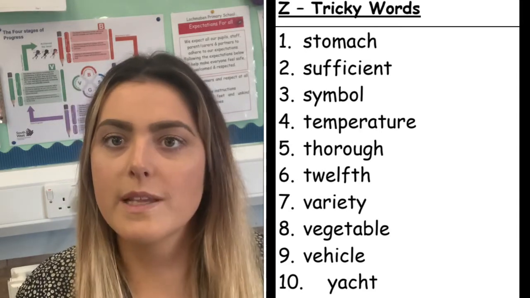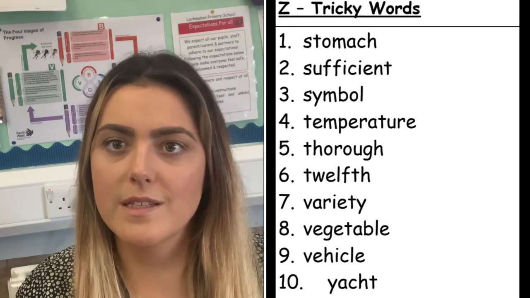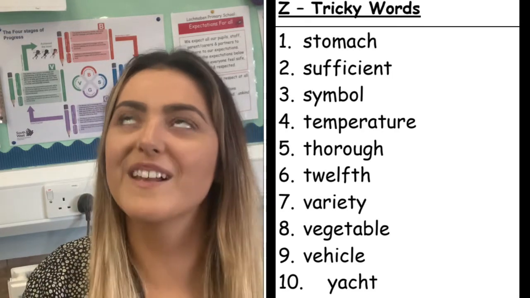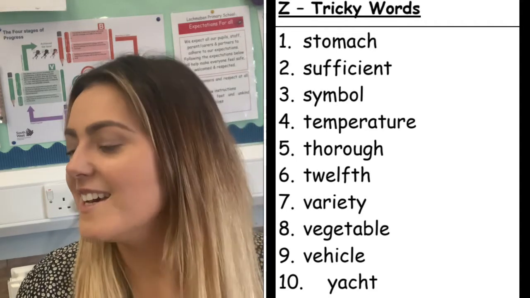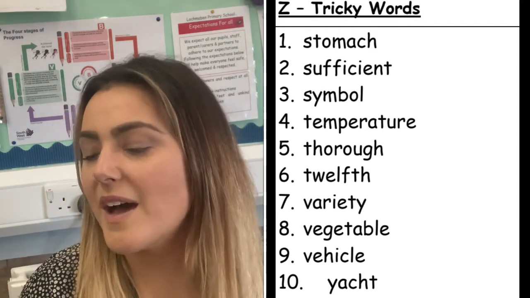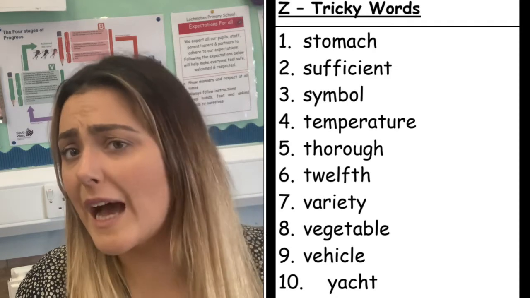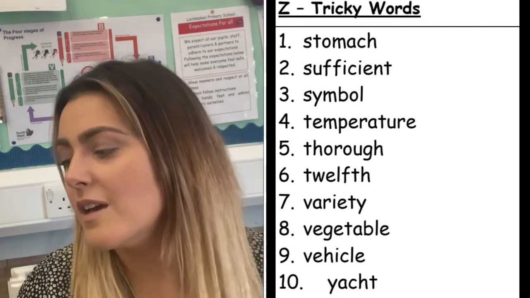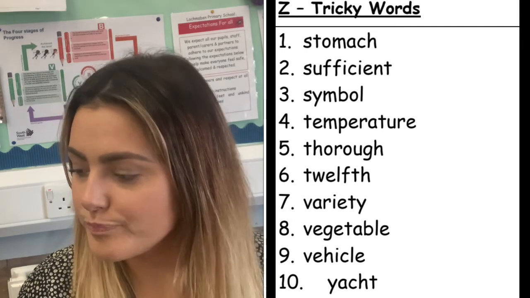Number 3, we've got symbol. So symbol is something that represents another object, but with like a written down thing, like hieroglyphics for the Egyptians would be symbols. And it's got that Y, but it sounds like it should be an I, so we need to remember that. It's also an instrument to play, the cymbal, for that one as well.